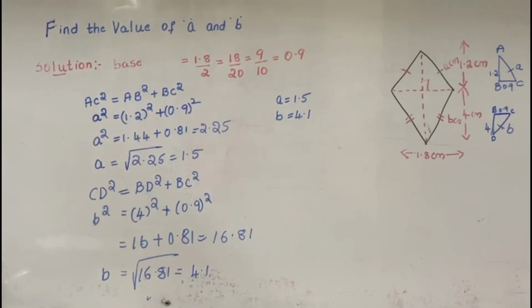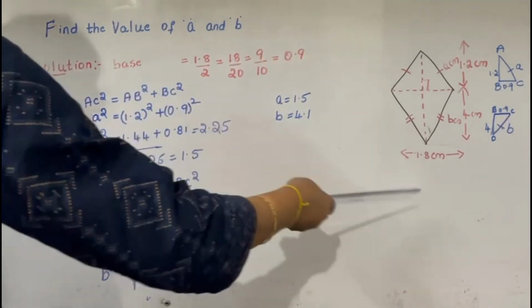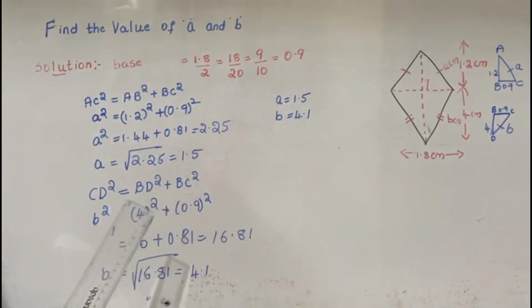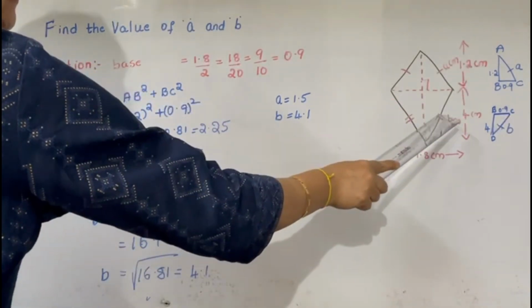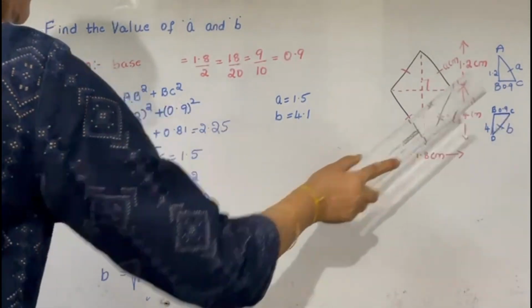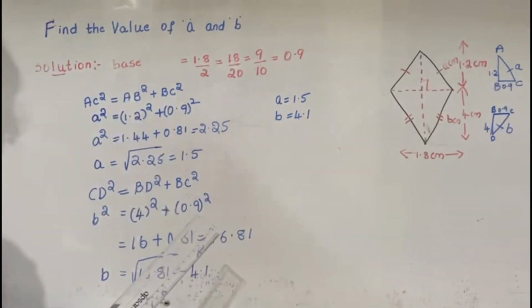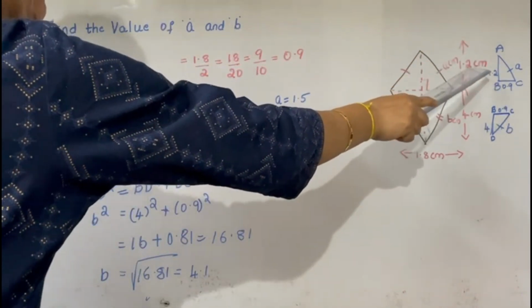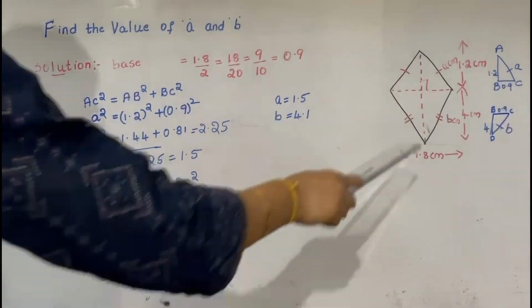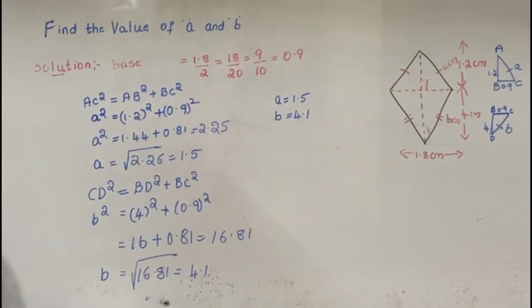So find the value of A and B. This is the figure. They have given the measurements like this. So this is a 90 degrees angle. This is A and this is B. These two sides are equal. These two sides are equal. You have to find the value of A and B. So here this part they have given as 1.2 centimeters and this part they have given as 4 centimeters. How will you do this sum?